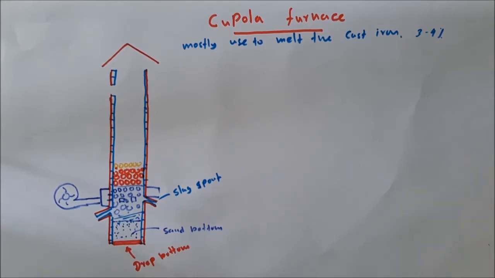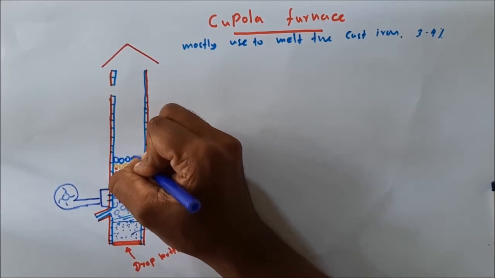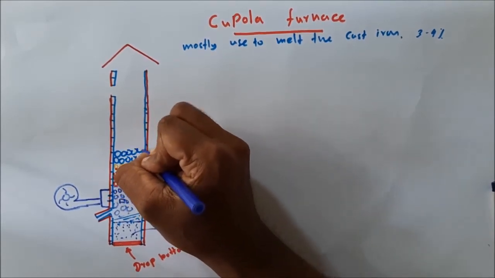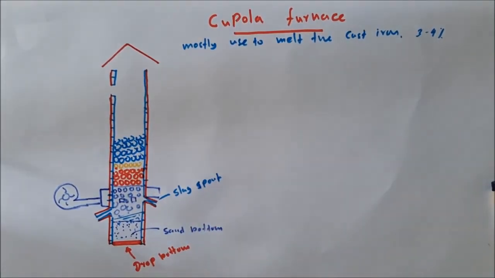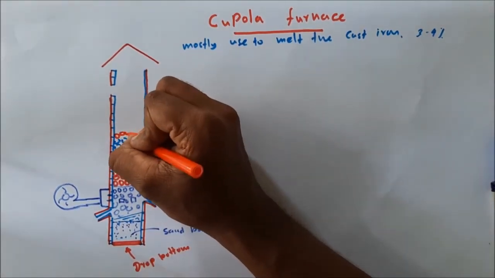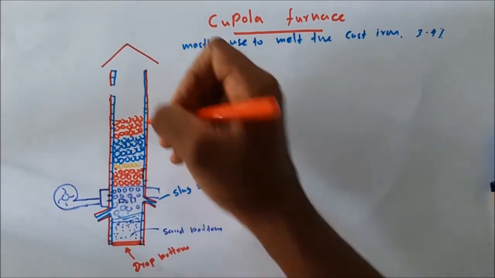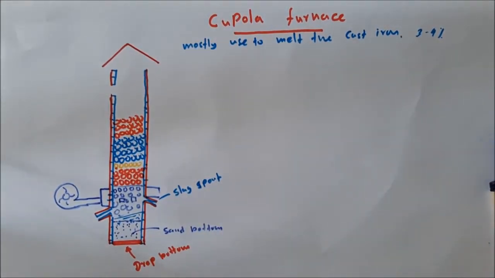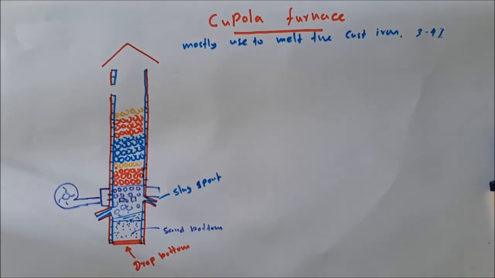Then again the coke layer, then again the metal scrap and the pig iron. Then again the flux. This is how the cupola is filled, layer wise.